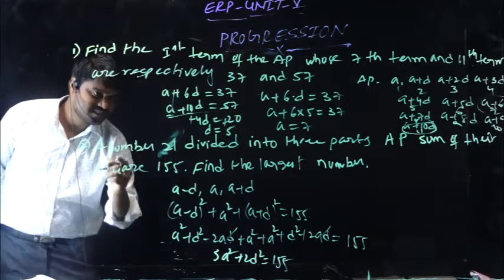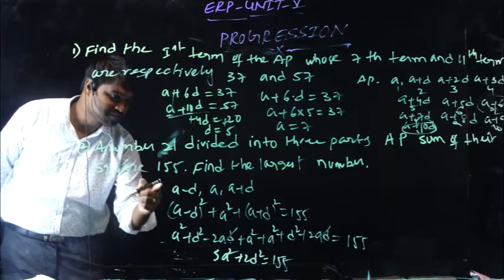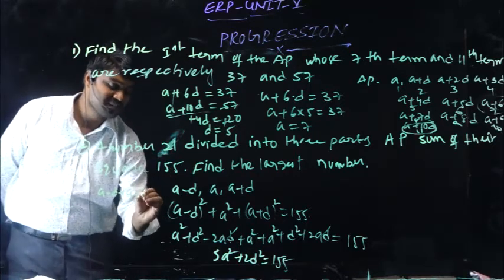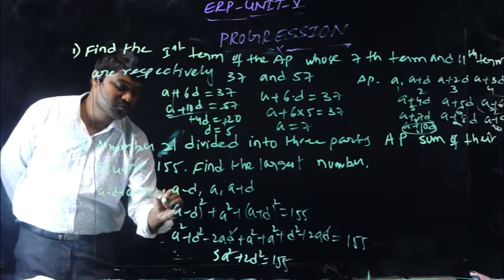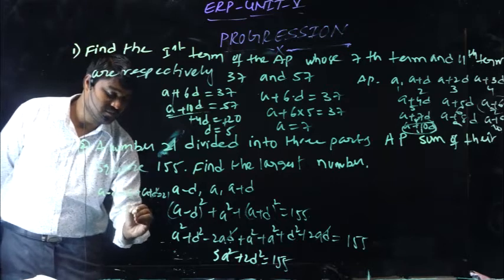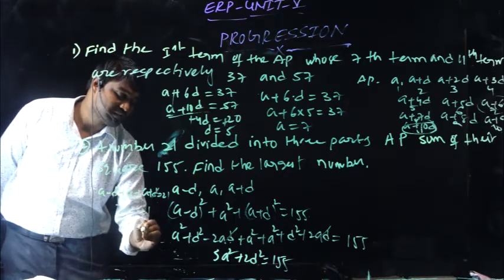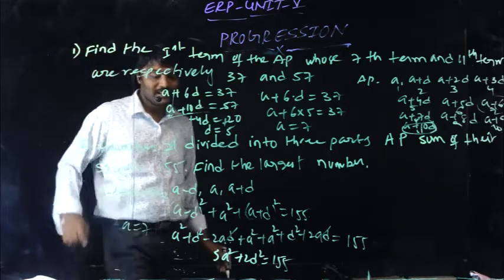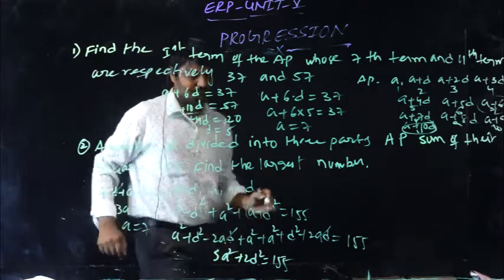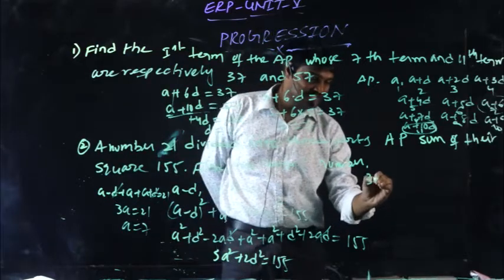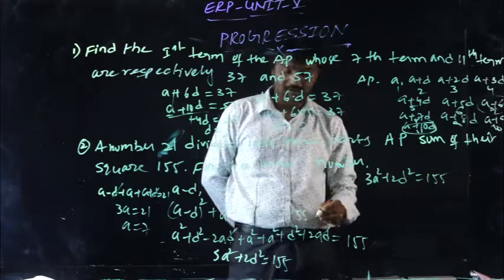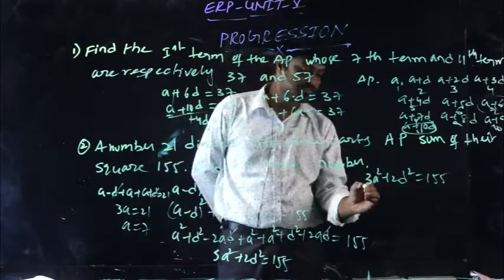So that means a number divided into 21. Sum is a minus d plus a plus d equal to 21. That means d cancels, 3a equal to 21. So a equal to 7. So a equal to 7 means here 3 into a square. So here 3a square plus 2d square equal to 155, but he is given a equal to 7.